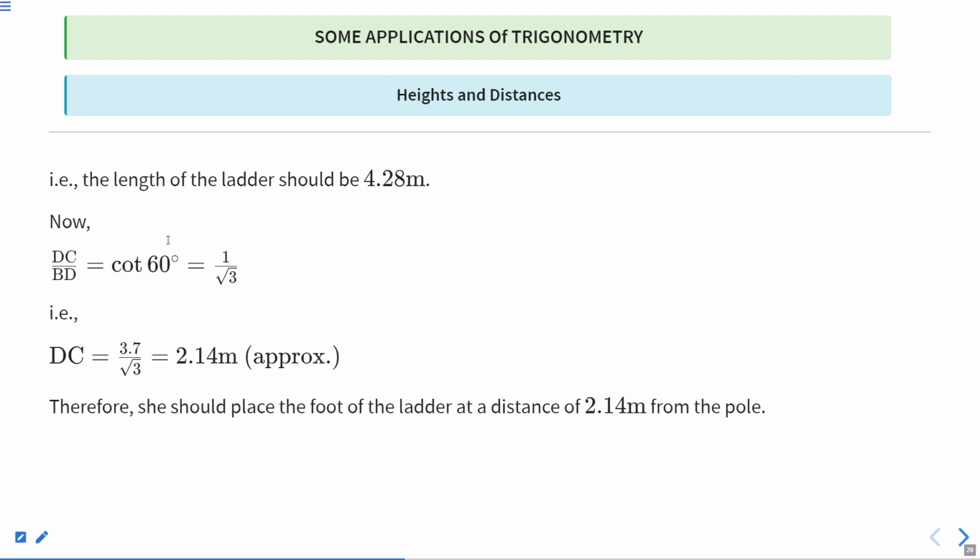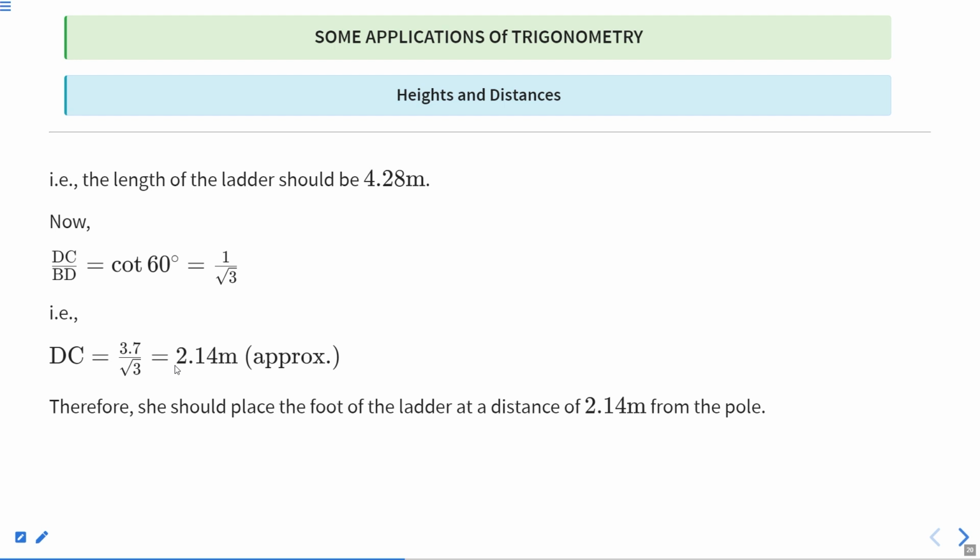Now DC by BD is equal to cot 60 degree, which is equal to 1 by root 3. So DC is equal to 3.7 by root 3, and if we put the value of root 3 as 1.73, then we get 2.14 meter, an approximate value.